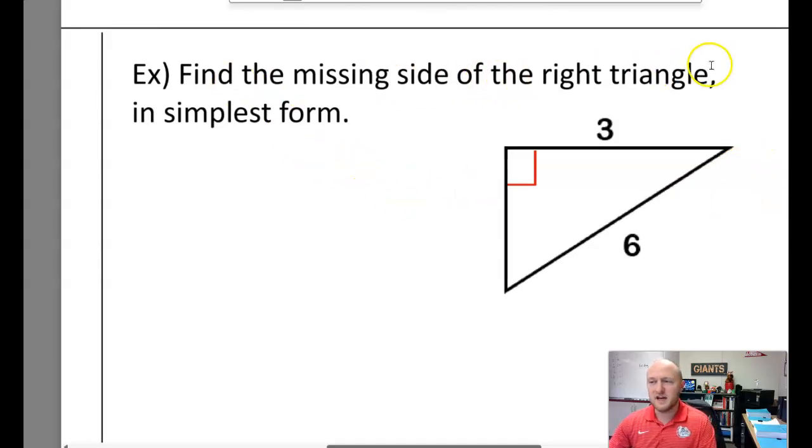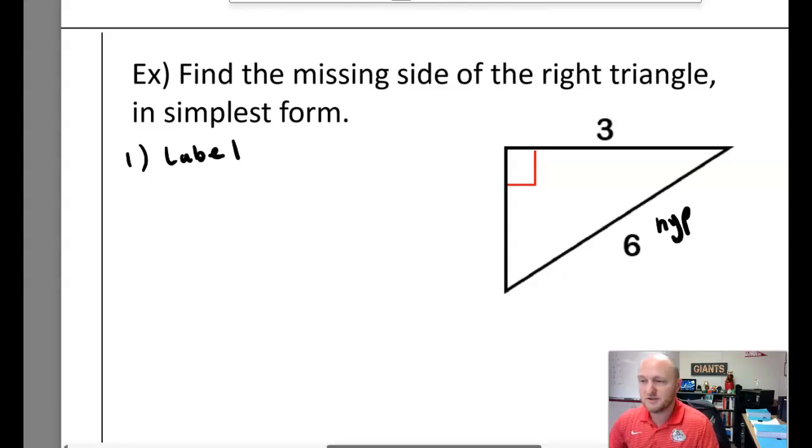Example: find the missing side of the right triangle in simplest form. What we're going to do first is label this triangle, and specifically I want to label the hypotenuse. So here is my hypotenuse, that's 6, and if the hypotenuse is 6, then this side is c. Now I can label this side x, I can label it y, I can label it a, I can label it b. It doesn't matter. I'm just going to give it some variable here.